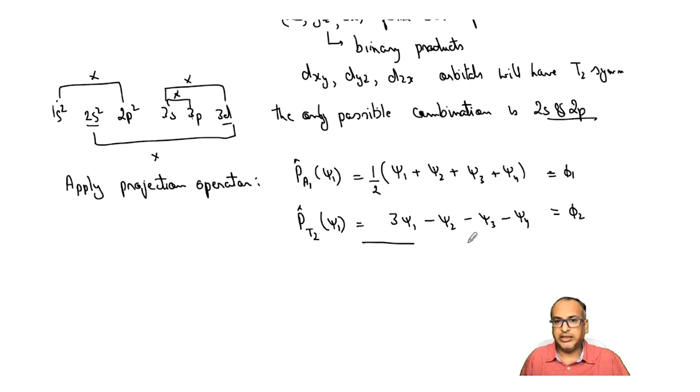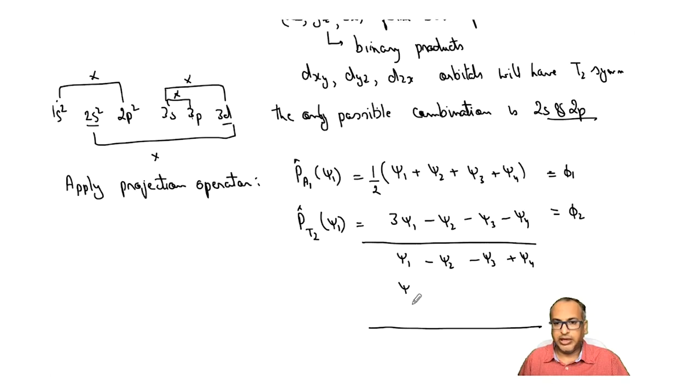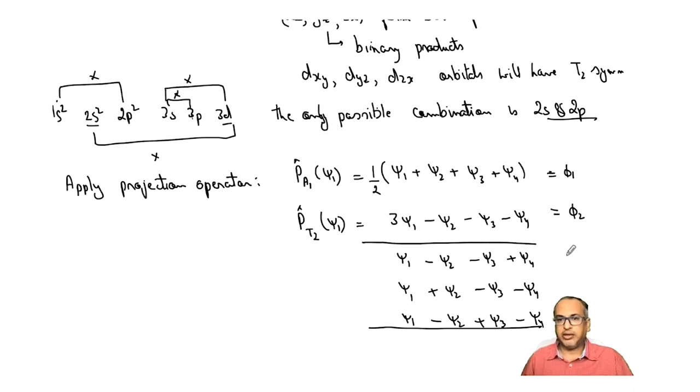Now if you see, this can be broken down into a linear combination of 3 independent orbitals: psi 1 minus psi 2 minus psi 3 plus psi 4, psi 1 plus psi 2 minus psi 3 minus psi 4, and minus psi 2 plus psi 3 minus psi 4, right? If you take this summation, you will get this back. So now I can call these phi 2, phi 3 and phi 4, and not this one.